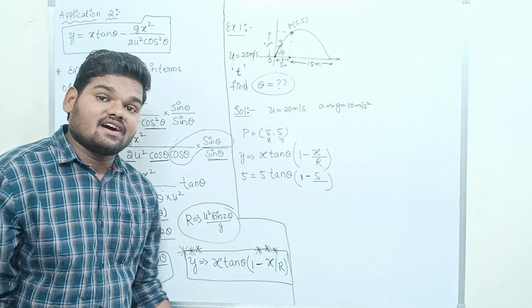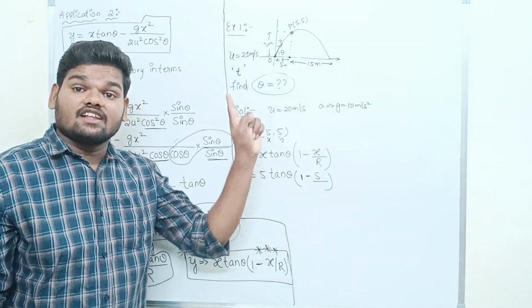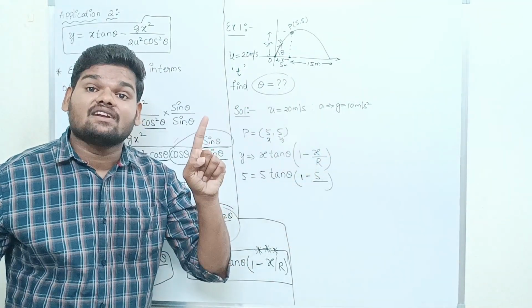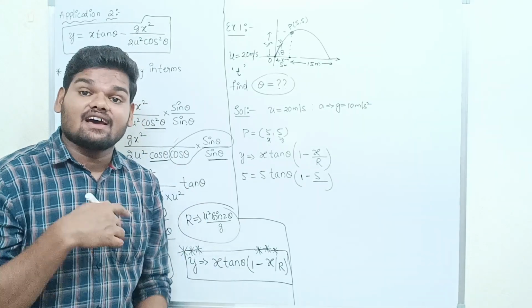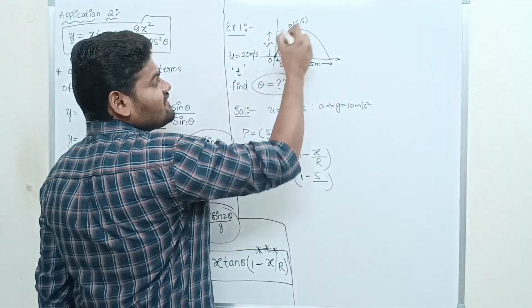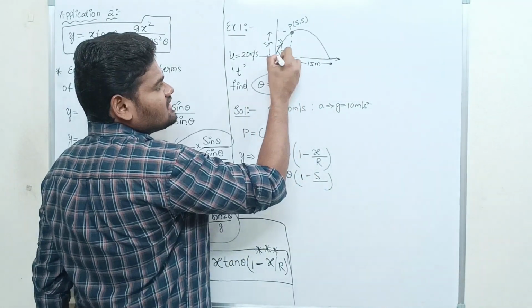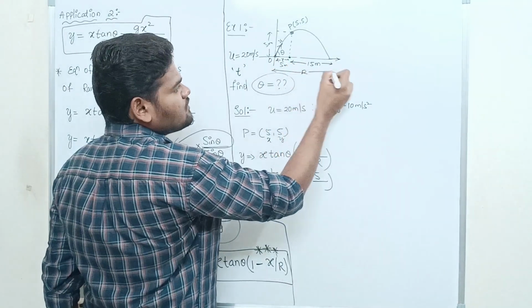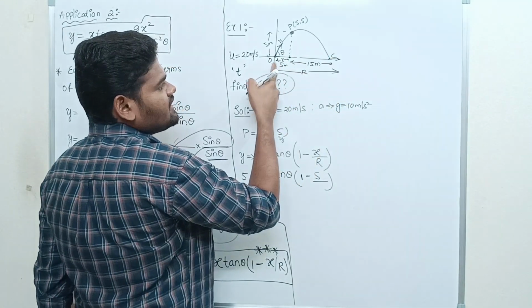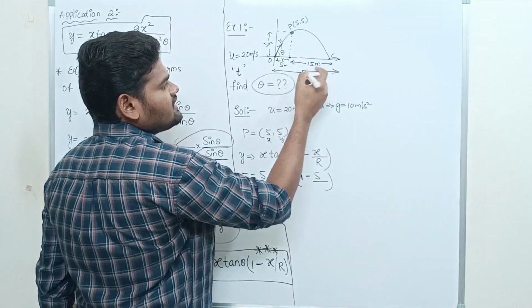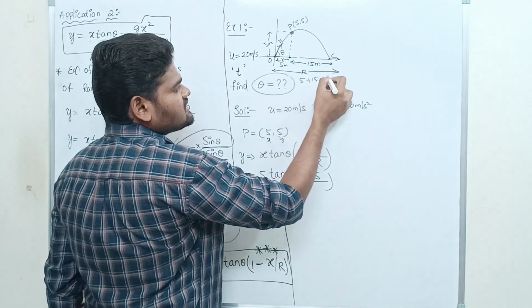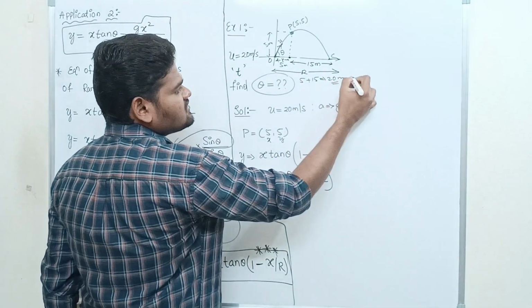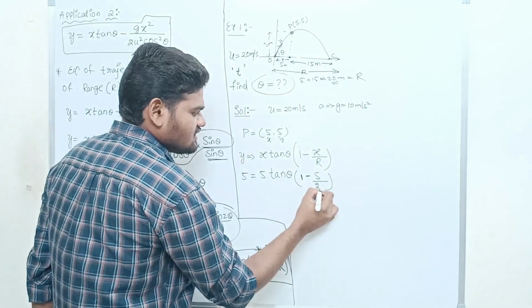So what is the value of R? R means range, the total horizontal distance traveled by the projectile body. So this is called the range, from origin to point C. From here to here, 5 meters. From here to here, 15 meters. 15 plus 5, 20 meters. So R is equal to 20 meters.